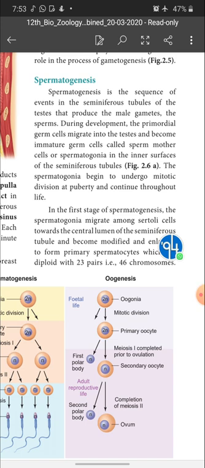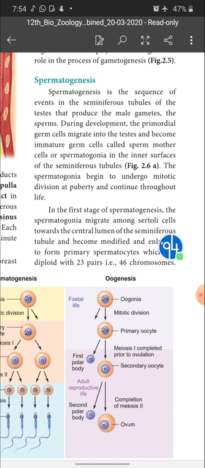Okay, that is, the primordial germ cell which has migrated into the testis becomes the immature germ cell called germ mother cell. It is otherwise called spermatogonia. So these take place in the inner surface of the seminiferous tubules. Next, the spermatogonia undergo mitotic division at puberty and continue throughout life. This you should note down, children.